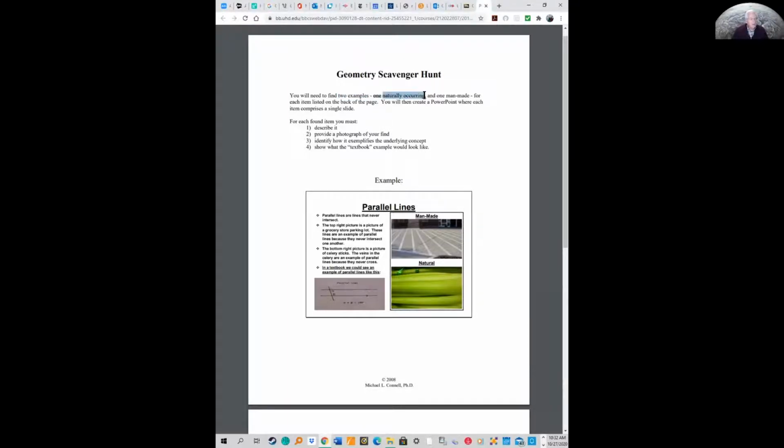One is naturally occurring, we'll talk a little bit more about what that would mean, and one is man-made for each of these items. And you have to describe it, you have to provide photographs, you have to give a brief explanation, and then you have to show what the textbook would look like.